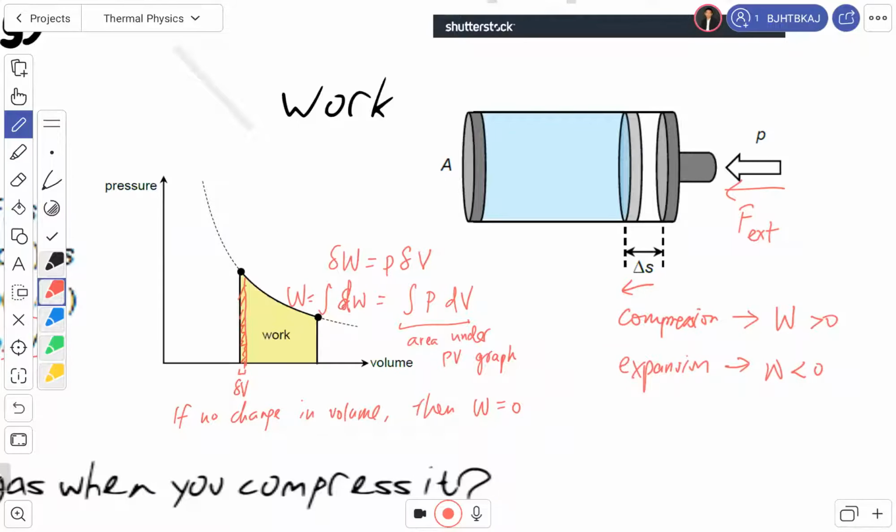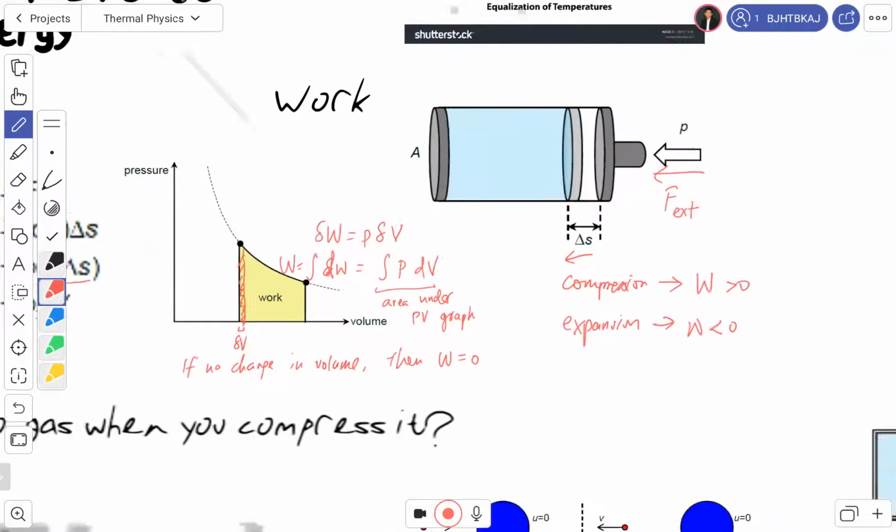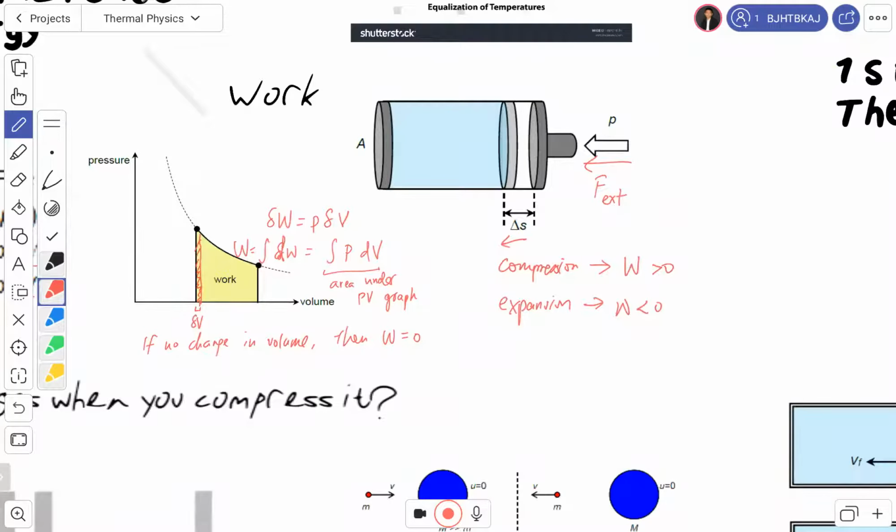Any process that has area under the graph has non-zero work. That's the meaning. And compression and expansion tell you the sign of the work.